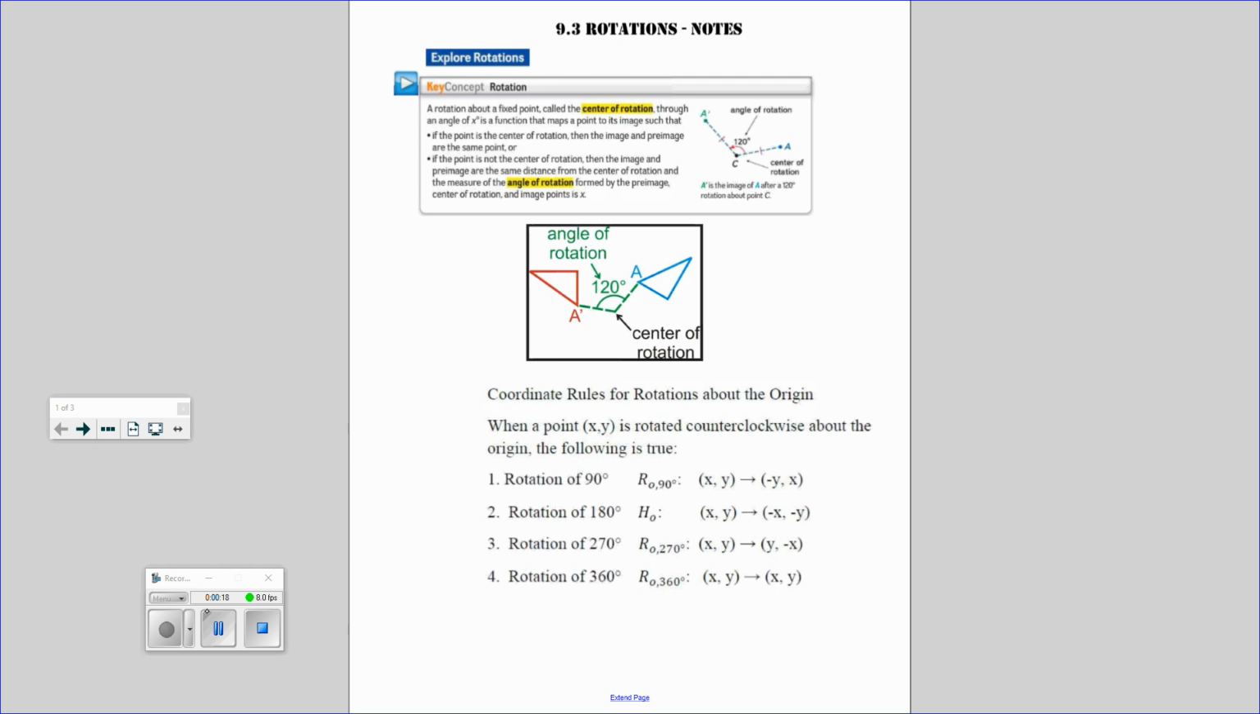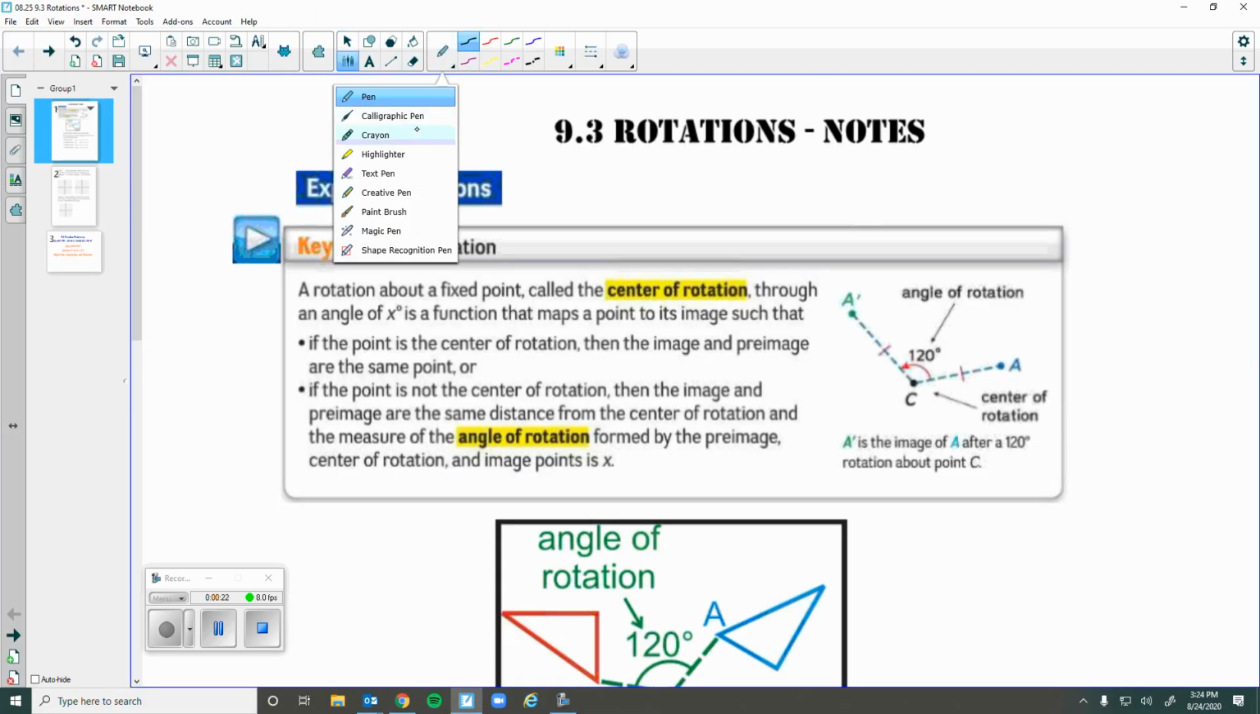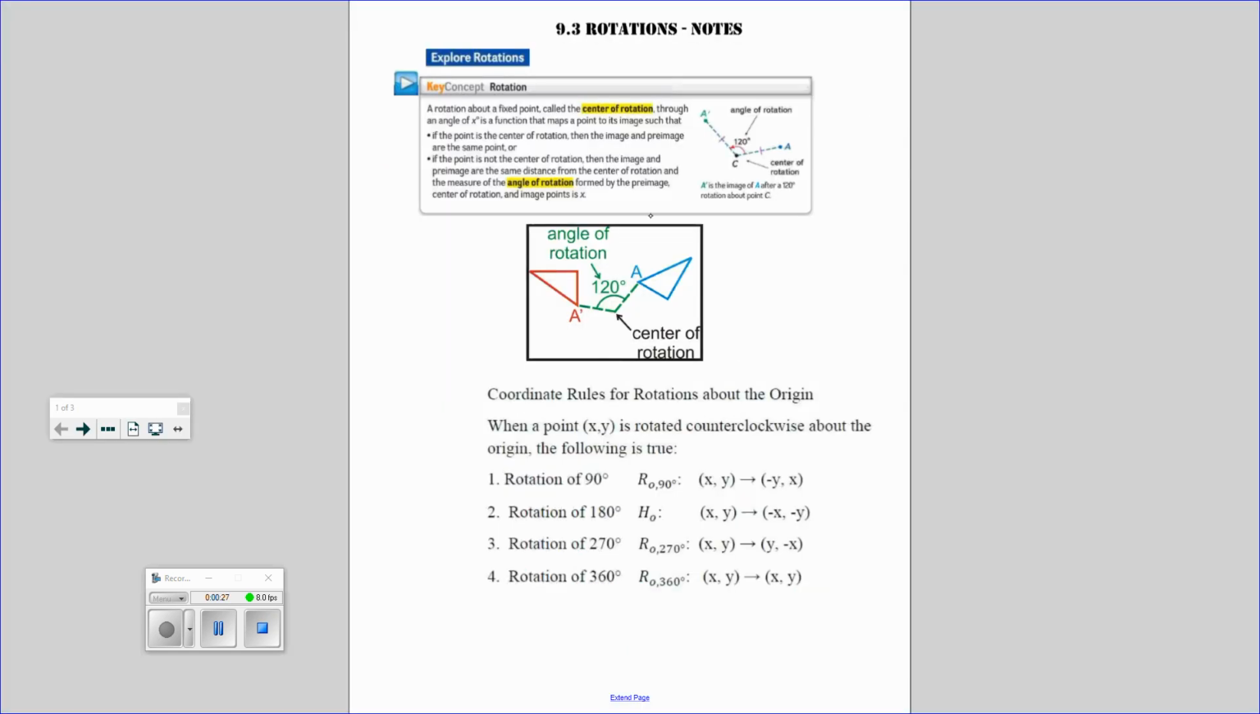A few things to take note of: when we're talking about a rotation, it's always going to be rotating about a center of rotation. That's where it's rotating around. We are going to focus on rotations around the origin. And then we also have something called the angle of rotation, which is how much it was rotated.